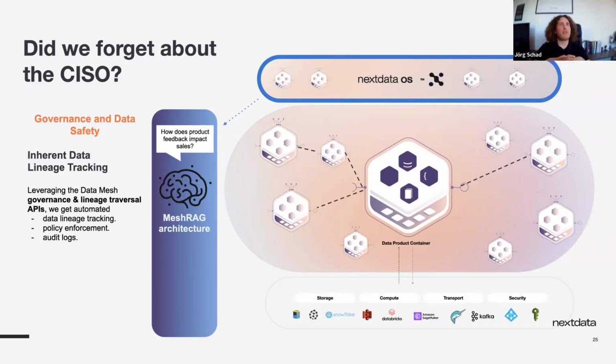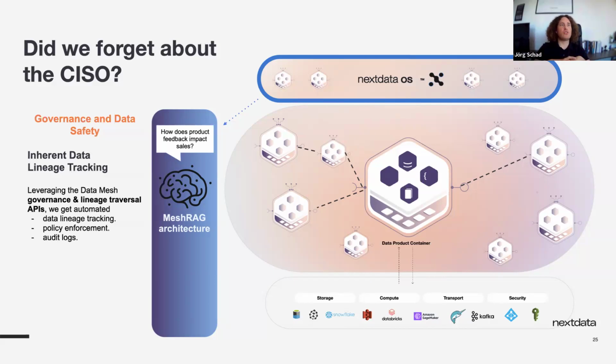We talked a lot about the different personas, but while doing all of that, did we forget about the CISO? His concerns are governance and data safety. Luckily, this is also inherent to the data mesh implementation, to the data mesh Nextdata OS implementation. Through the data mesh OS services, we have governance and lineage traversal APIs. In traditional ML architectures, you would probably need some other bandages. You would take a tool to keep track of this lineage to figure out where this data is coming from. Is there any PII data somewhere downstream which might have influenced the system, and therefore we are not allowed to share that data or store it on particular servers? Luckily, you don't need a separate tool for that because it is an inherent property of data mesh, arising from the use of autonomous data products.